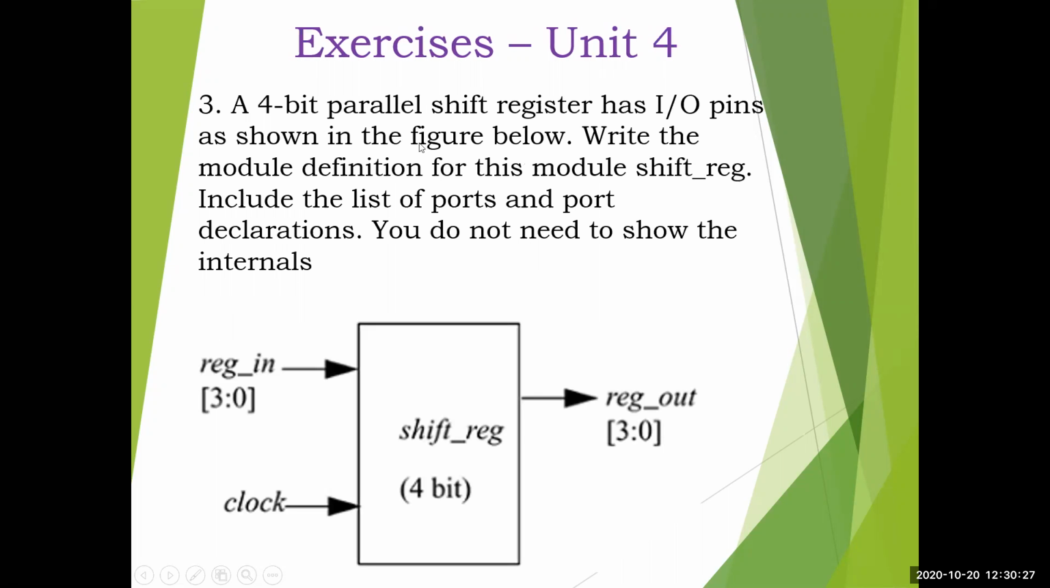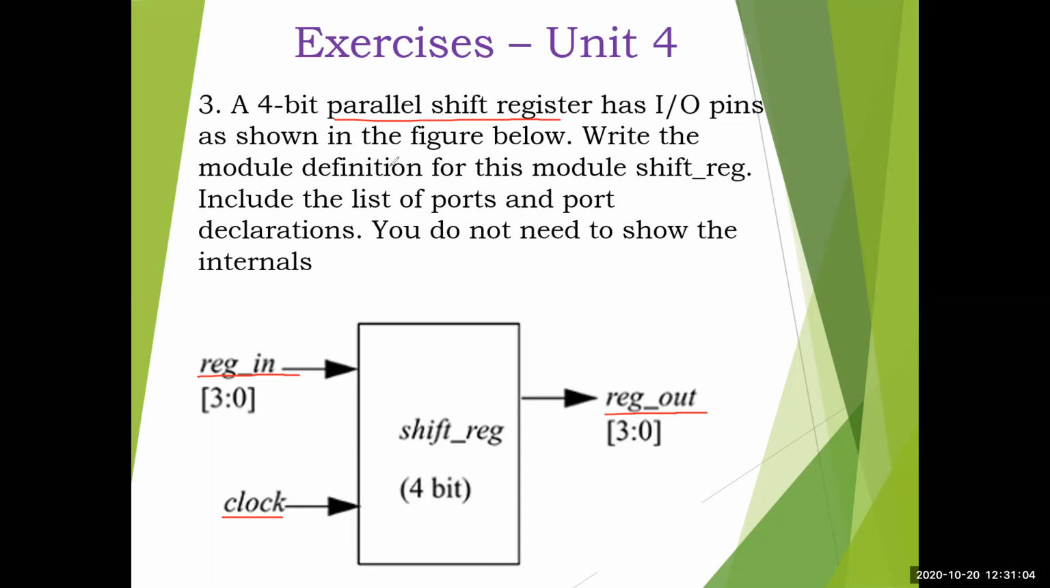The third one, understand the question clearly: a 4-bit parallel shift register has IO pins as shown in the figure below. It is a shift register of 4 bits, with 4-bit inputs. These are sequential circuits, so a clock is required for synchronization, and then a register output of 4 bits. It is a 4-bit parallel shift register, so parallel 4 bits will be out.